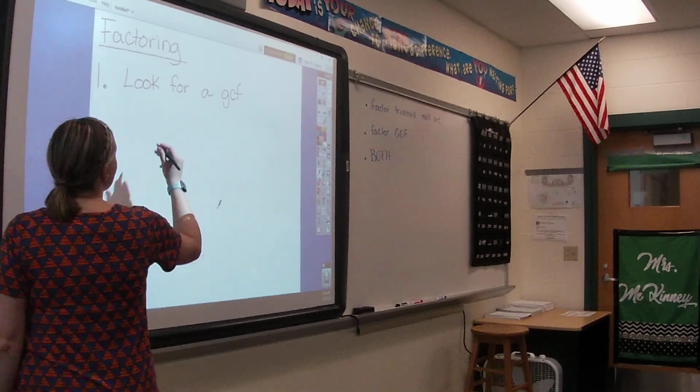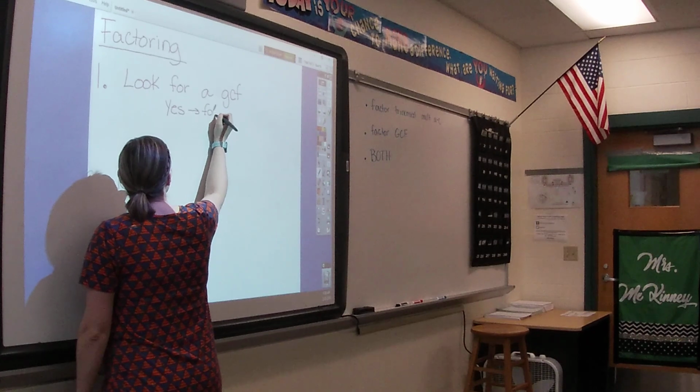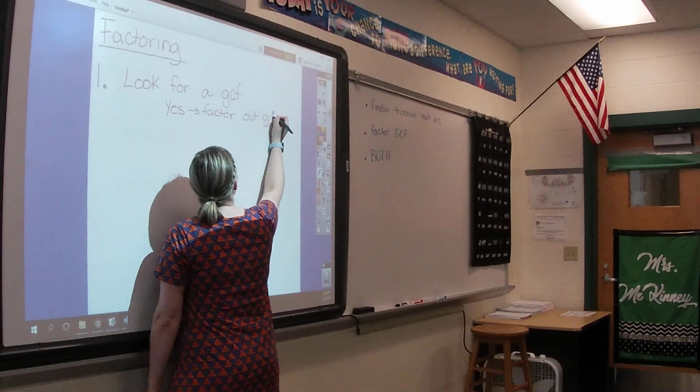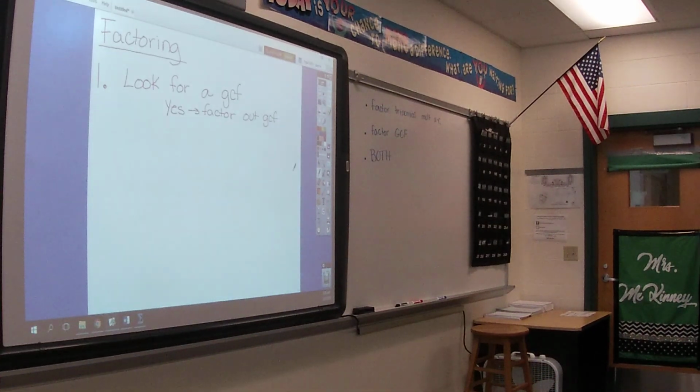If it does have a GCF, if we say yes, there is a GCF, then that's the method we want to factor with. And we are going to factor out a GCF.